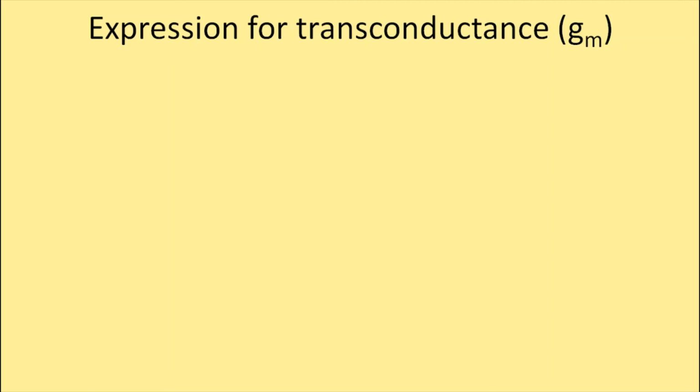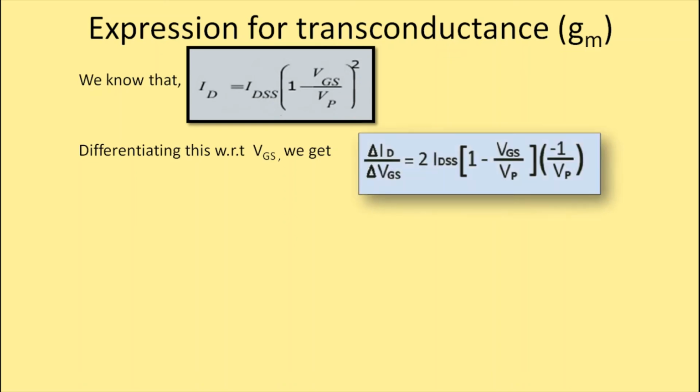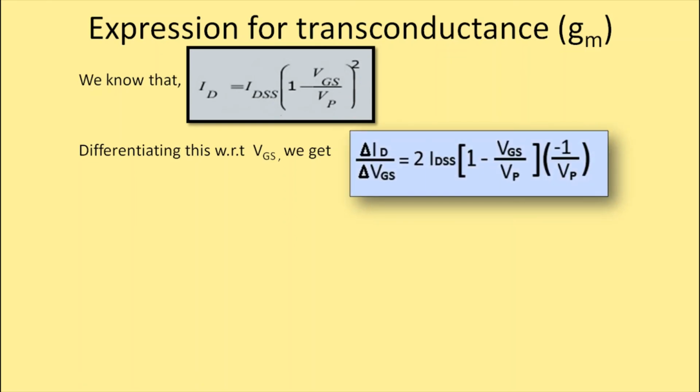Another extension of this particular derivation is the expression for transconductance. Here we know that ID is given by the Shockley's equation as IDSS into 1 minus VGS by VP whole square. Differentiating this with respect to gate to source voltage, that is VGS, we get delta ID by delta VGS equal to 2 into IDSS into 1 minus VGS by VP into minus 1 by VP. This is nothing but the simple differentiation that you have already studied in your maths.